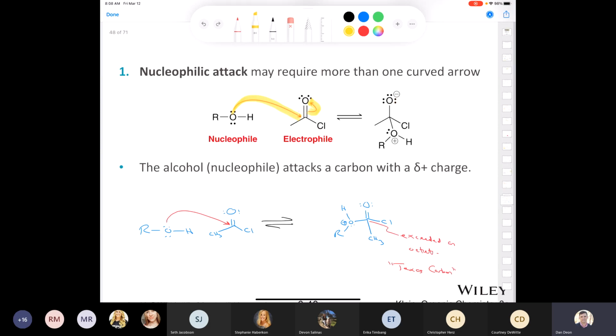So nucleophilic attack, again, can require more than one curved arrow. There's no such thing as a carbon with 5 bonds. So if you're ever drawing curved arrows, practicing at home, and you end up with a carbon with 5 bonds, you've got a serious problem, okay? And you have to fix that problem.